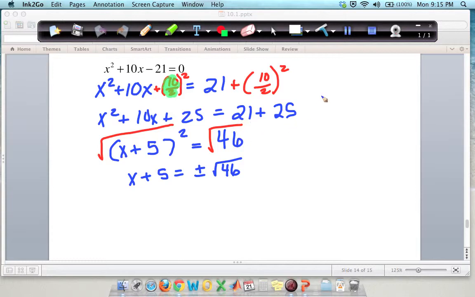Is there a perfect square that divides into 46? 4 doesn't, 9 doesn't, 16 doesn't. It doesn't look like it can be simplified. So I'm going to go ahead and just subtract the 5 over to the other side, and I get negative 5 plus or minus the square root of 46. So this is our answer.